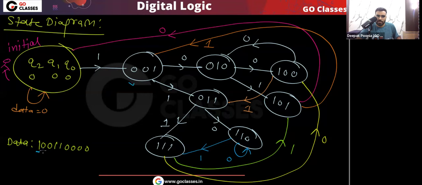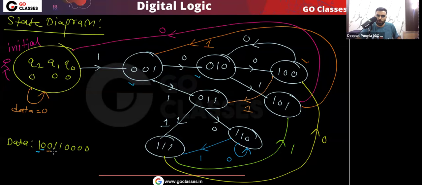Now let's see, now we are here, and from here on 0 where will we go? Remember, now we are here. From here on 0 where will we go? Now we are here, which means after 2 clock cycles we are in state 2. Now you can see from state 2 on 0 where are we going? We are going to state 4.